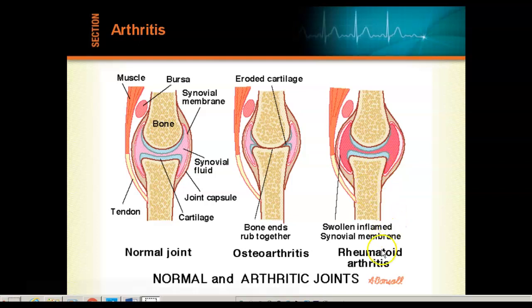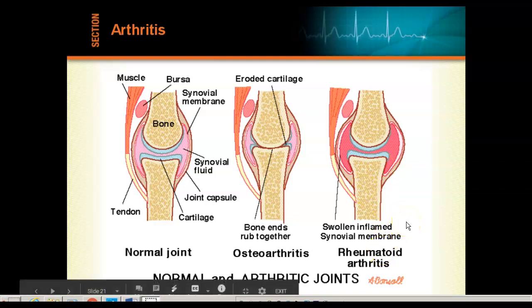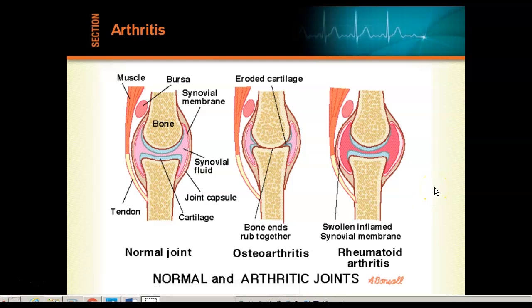All right, rheumatoid arthritis is a different story. We're going to look at the definition of it in just a second. But this can happen at any age, has nothing to do with aging. It's actually an autoimmune disease. And you can see that the joint capsule is swollen and inflamed. The synovial membrane is swollen and inflamed, and the bursa could even be swollen and inflamed.